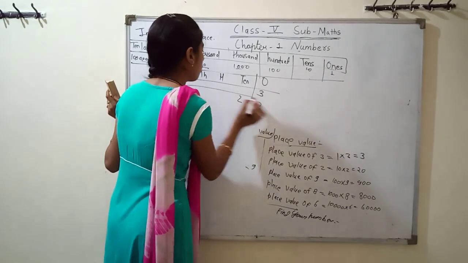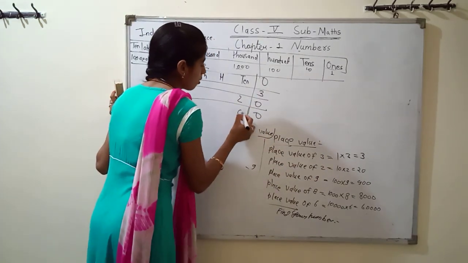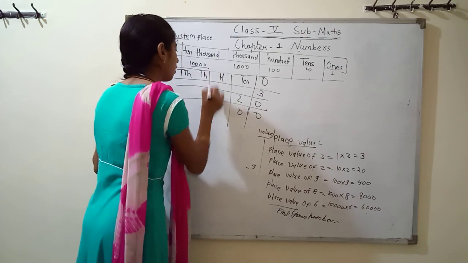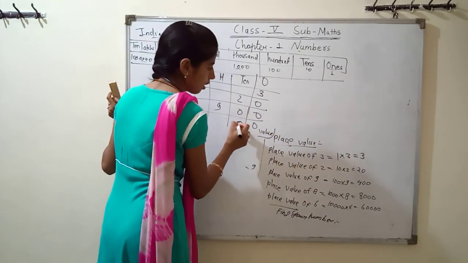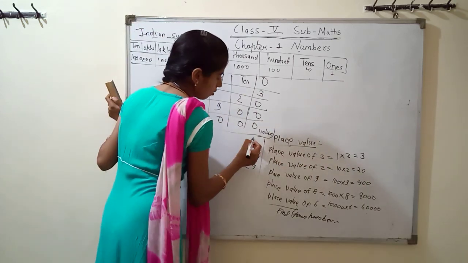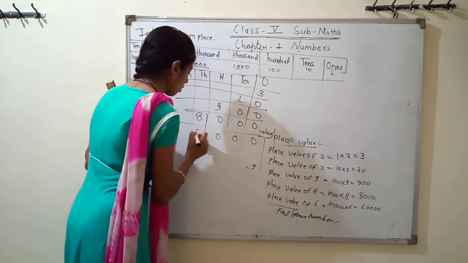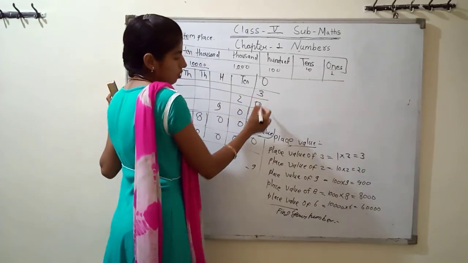We already read about this in addition. First we write our ones value. Then next is 0, 0, 9. The next number is 0, 0, 0 and 8. Then the last number is 0, 0, 0, 0 and 6.